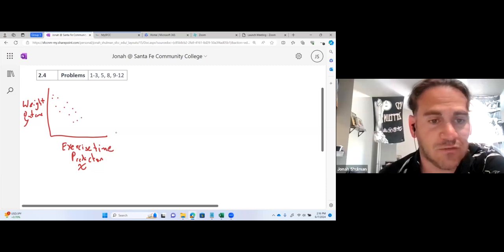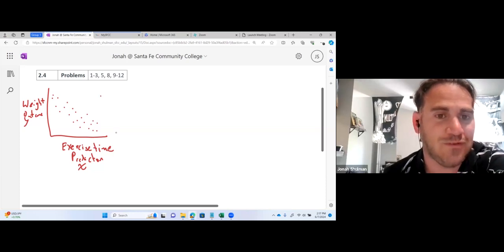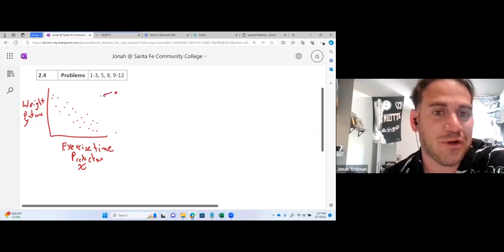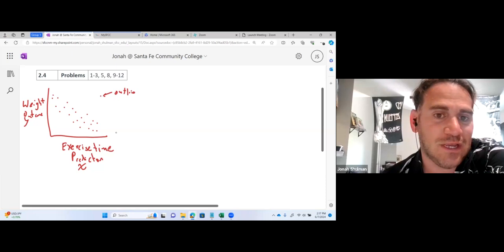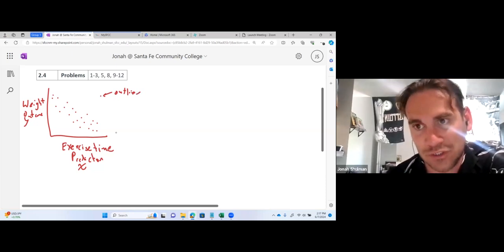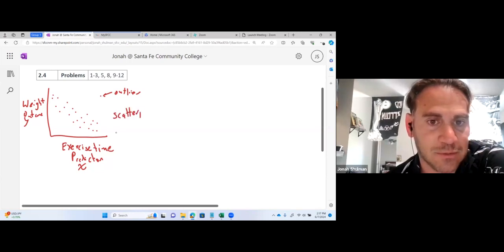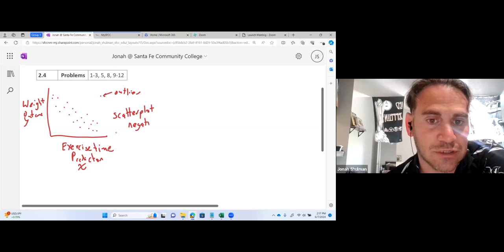Each one of these dots of my scatter plot represents a person. Then we have somebody who is super bulked up. Ooh, we can call this person an outlier up here. But this is what's called a negative correlation. Now, what does the regression do? This is the scatter plot. A scatter plot is just a set of the dots, and we have a negative relationship.